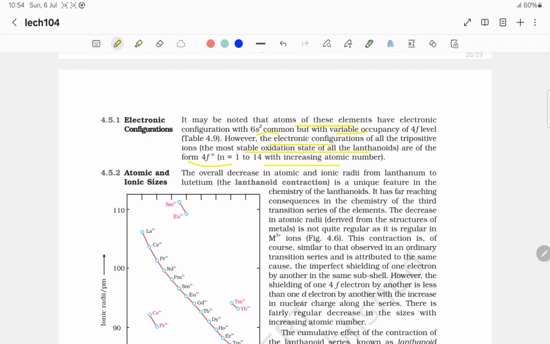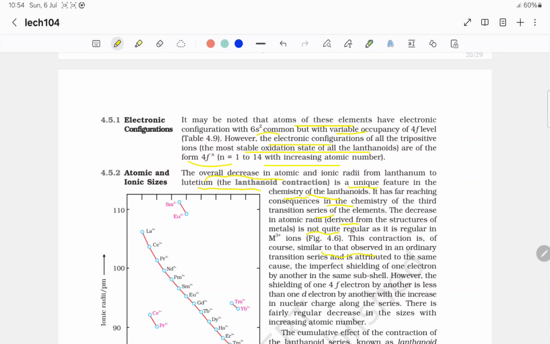Atomic and ionic size. The overall decrease in the atomic and ionic radii from lanthanum to lutetium, the lanthanoid contraction, is a unique feature in the chemistry of the lanthanoids. It has far-reaching consequences in the chemistry of the third transition series of the elements. The decrease in atomic radii derived from the structures of the metals is not quite regular, as it is in the M3+ ions.